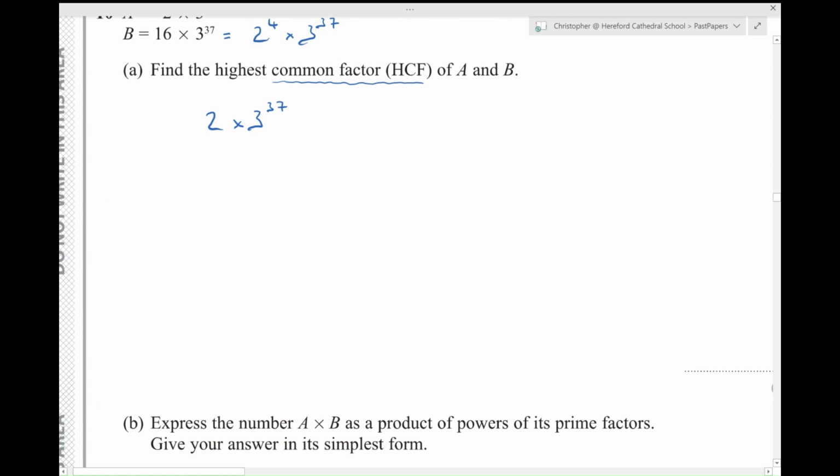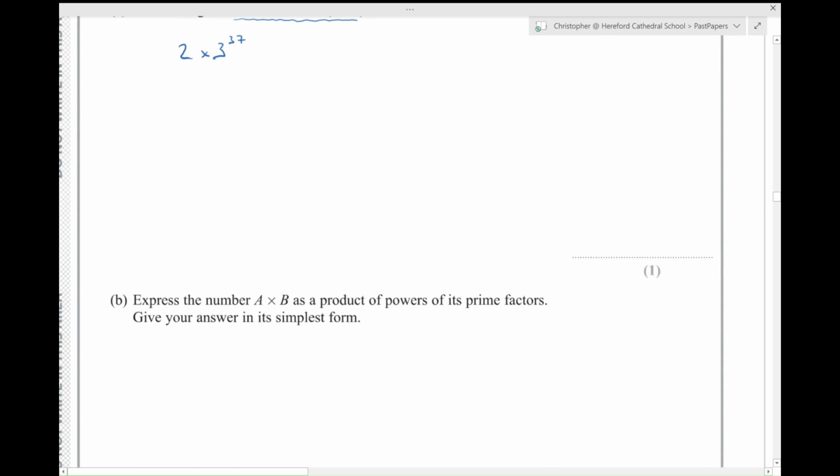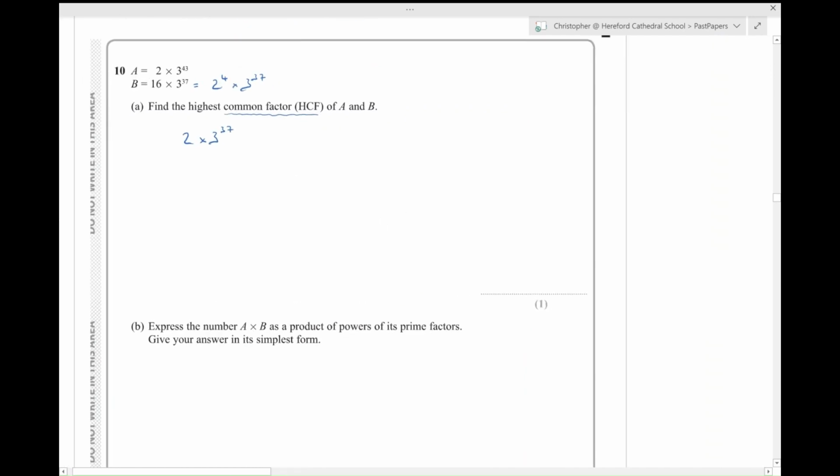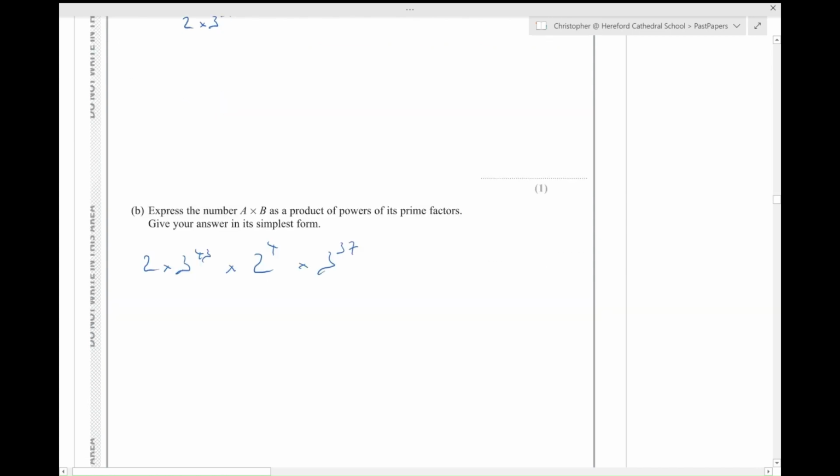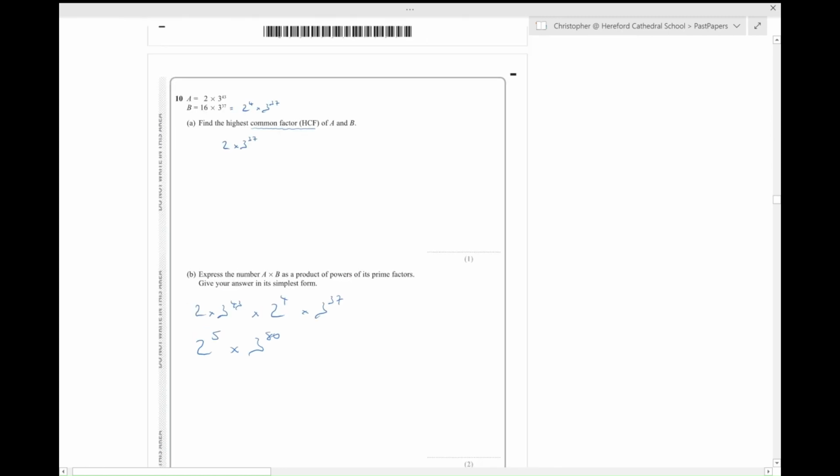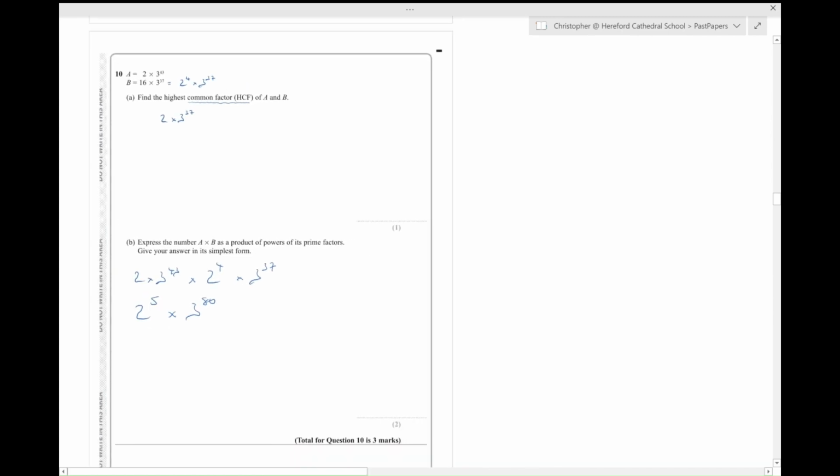Right, part B, express the number a times b as a product of prime factors. Right, well, I'm simply going to have a, which is 2 times 3 to the power of 43, multiplied by b, which is 2 to the power of 4, times 3 to the power of 37. So that's going to give me 2 to the power of 5, adding those two indices, and 3 to the power of 80, adding those two indices. And that is question 10 complete.